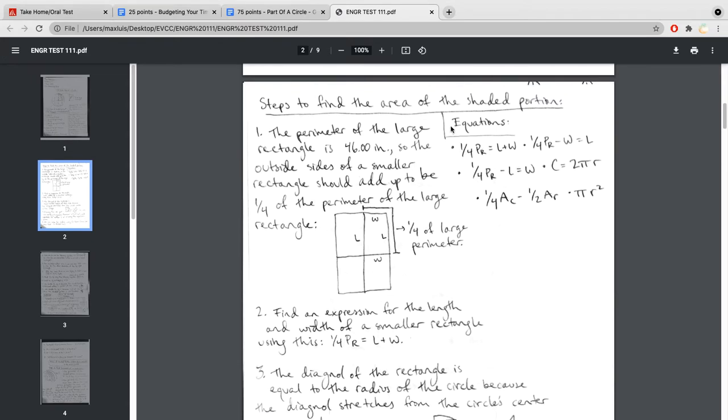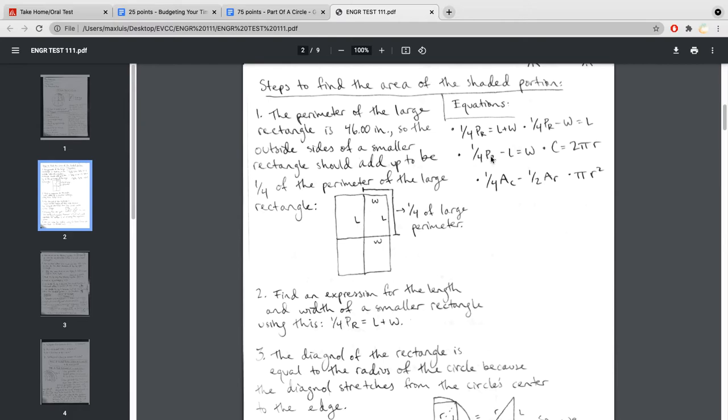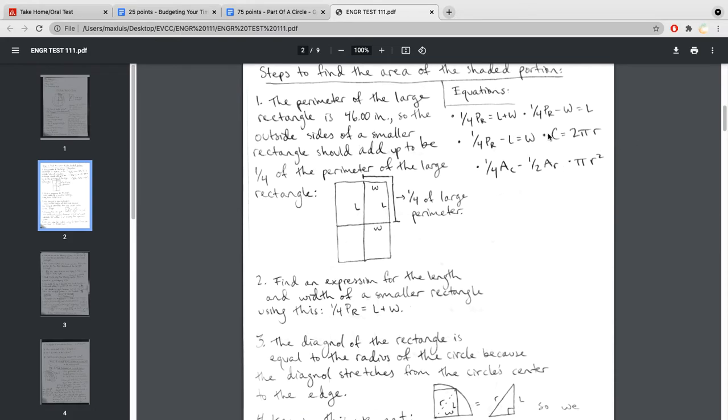Some equations I'll be using later: 1/4 of the perimeter of the entire rectangle is equal to the length plus the width, which would mean 1/4 of the perimeter of the large rectangle minus the width of the top right rectangle is equal to the length of the top right rectangle. That's just using some algebra to switch around the variables. And same here, 1/4 of the perimeter of the large rectangle minus the length of the small rectangle is equal to the width of the small rectangle. And we'll be using this later.